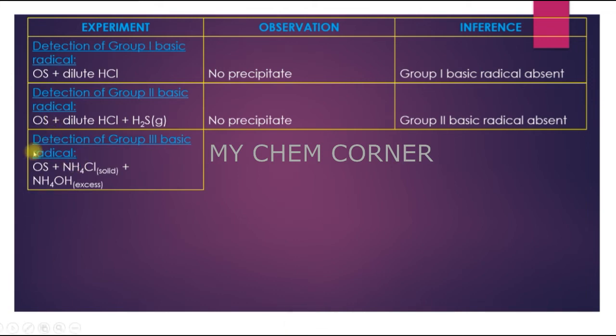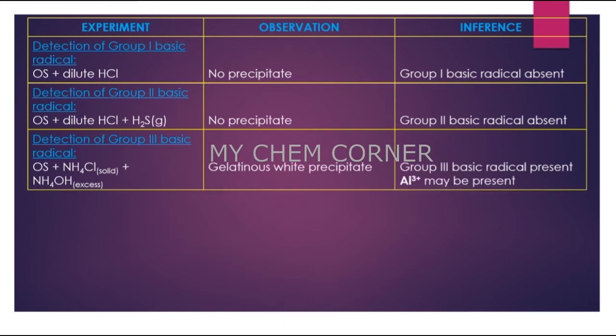For group 3, you take a little bit of OS. You add NH4Cl solid, which is your salt, half a spatula. You mix it well. Once you mix it thoroughly, then you add excess of NH4OH. Now you will add NH4OH only after dissolving the NH4Cl solid, because of the common ion effect, it is not going to dissolve if you add NH4OH first. So completely dissolve NH4Cl, only then add NH4OH. Now if you get a positive test in this, you will get a gelatinous white precipitate confirming the presence of group 3 basic radical, which is Al3+.